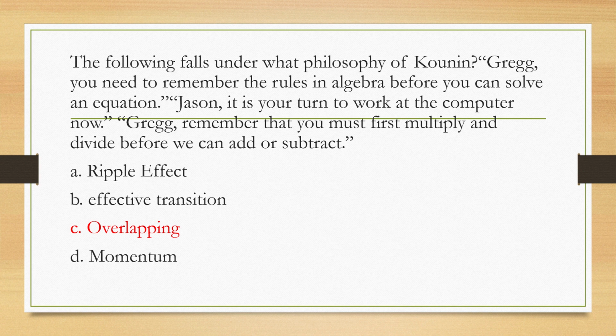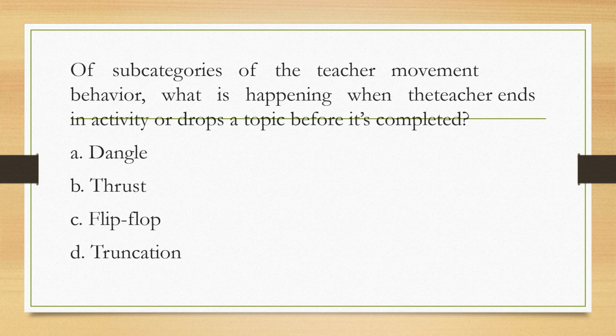Overlapping. Of subcategories of the teacher movement behavior, what is happening when the teacher ends an activity or drops a topic before it's completed? A. Dangle. B. Thrust. C. Flip-flop. D. Truncation. The correct answer is letter A.